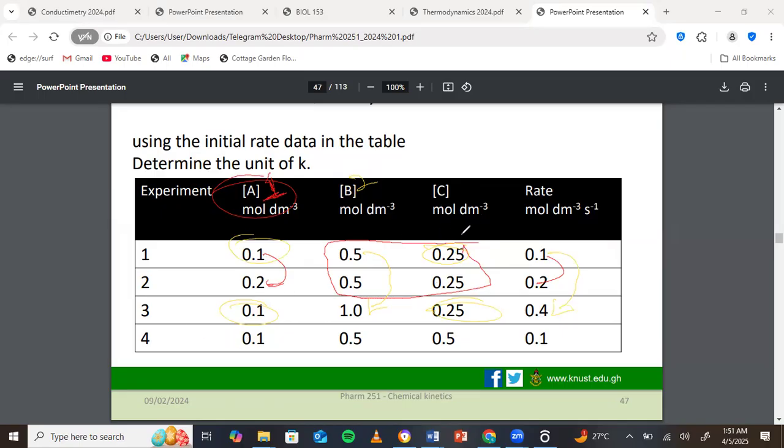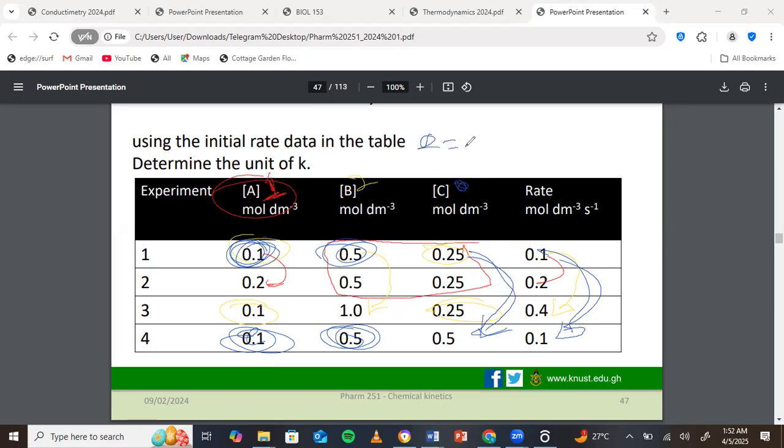Now, for us to find the effect of C, the A and B should be maintained. If we want a reaction where A and B are maintained, reaction 1 and 4, you realize that A and B are maintained, the concentrations are the same, but then we have increased the C by 2. Now, when we increase the C by 2, the rate didn't change. That means with respect to C, it's a 0 order reaction.